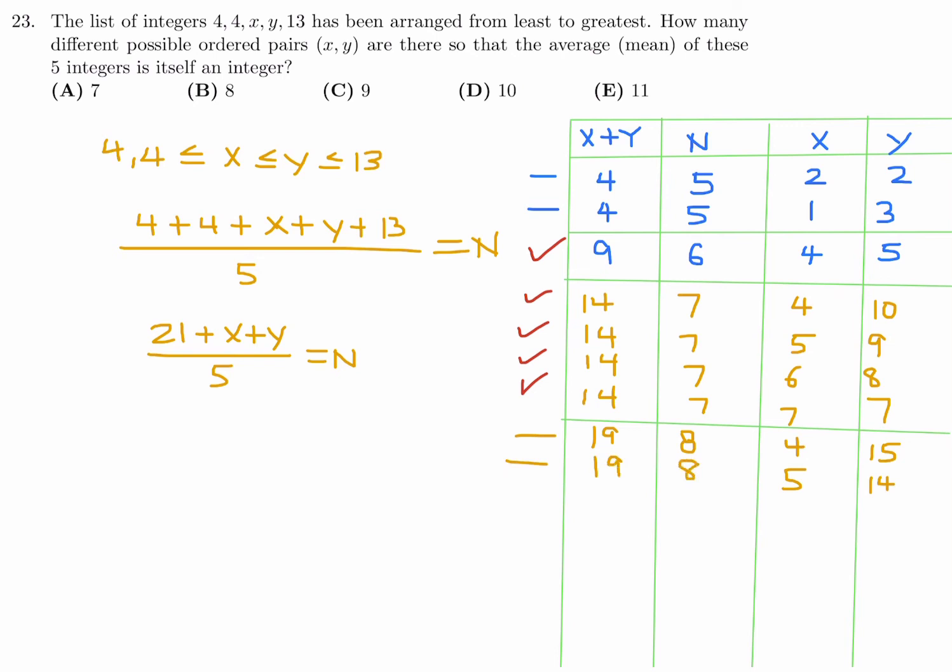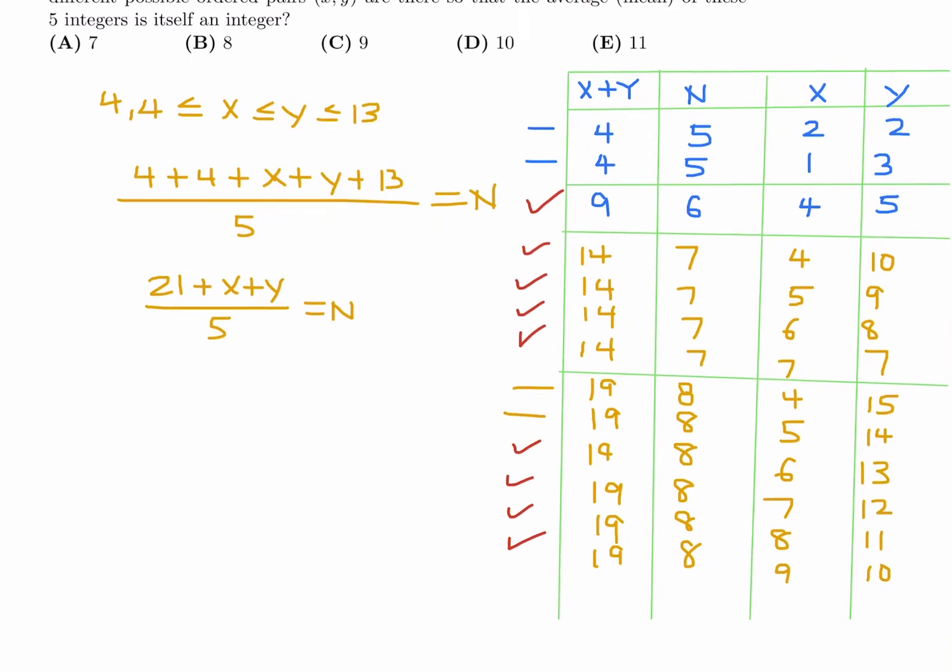And if you keep going, you get some good ones. 6 and 13, 7 and 12, 8 and 11, and finally 9 and 10. These ones all are valid according to our rules. So put check marks beside these guys. Check mark, check mark, check mark, check mark. Okay, let's keep going here.